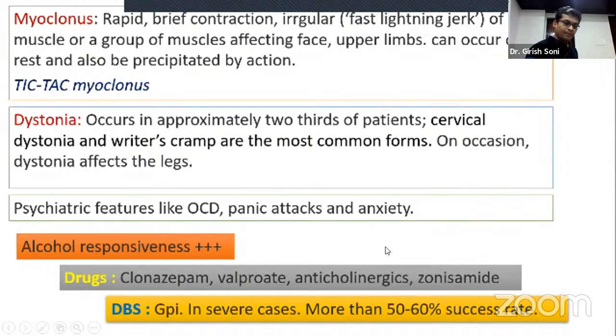mutation. If the patient doesn't respond properly or responds inadequately to drugs, we can go for DBS of GPi internus, and almost 50 to 60% of patients can respond to DBS.